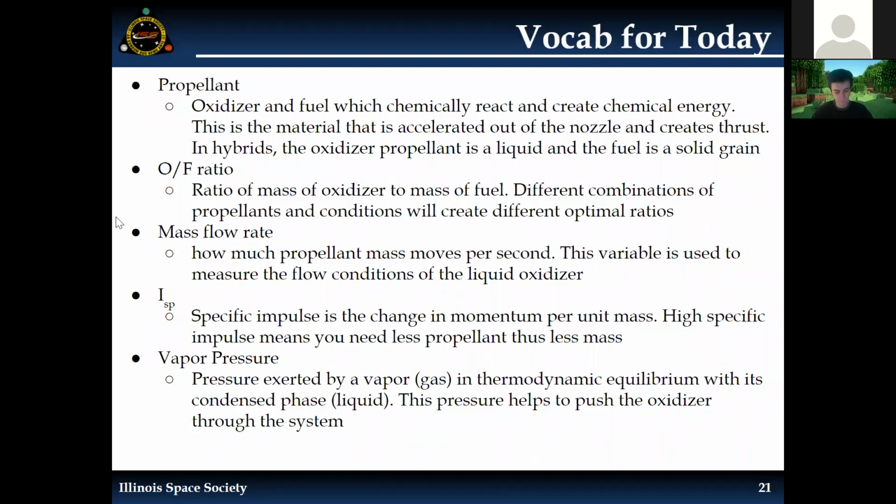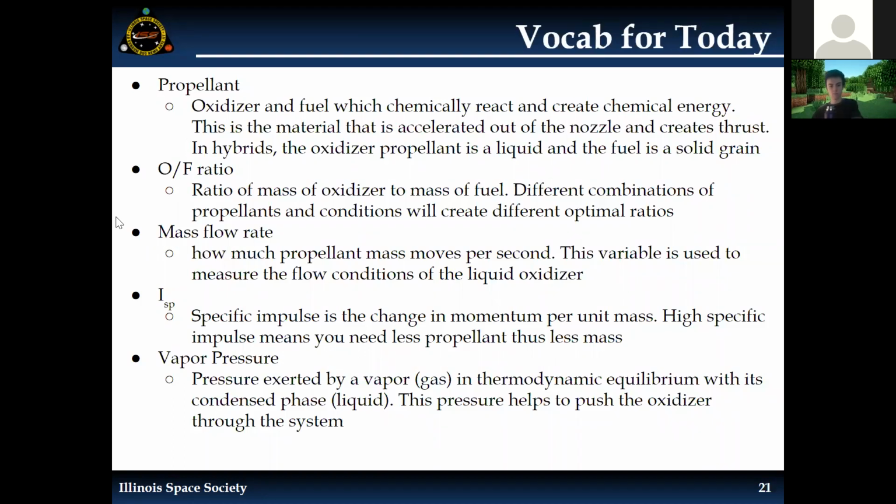So first of the terms is propellant. The propellant is the oxidizer and the fuel, which are what chemically react and create the chemical energy. So this is the material that gets accelerated out of the nozzle and creates thrust. Like in hybrids, for example, the oxidizer is the liquid and the fuel is the solid fuel grain.